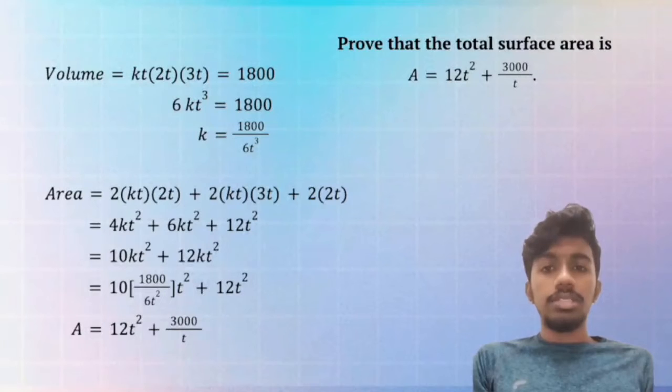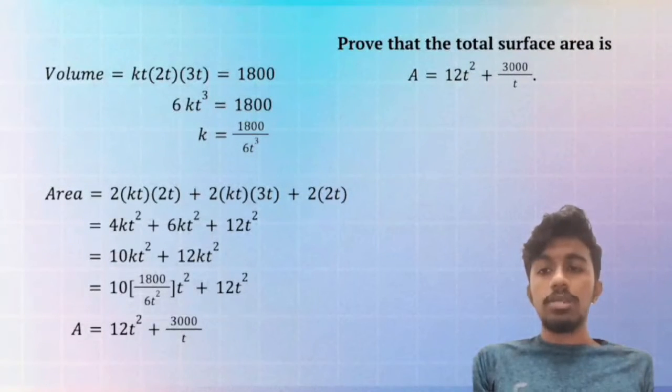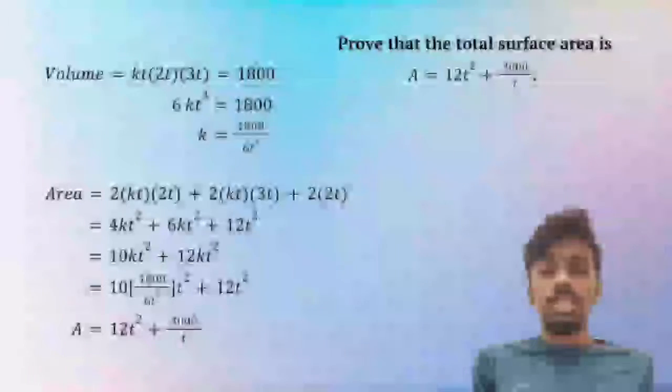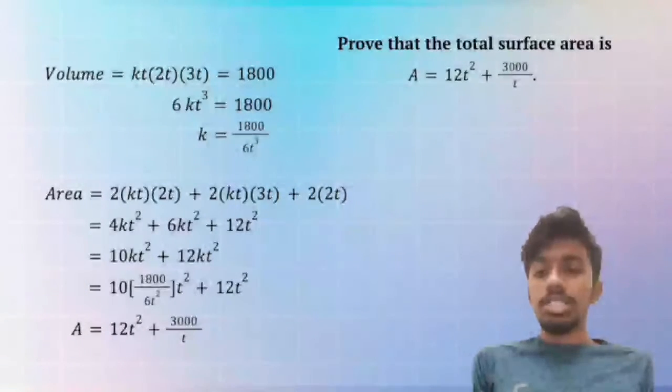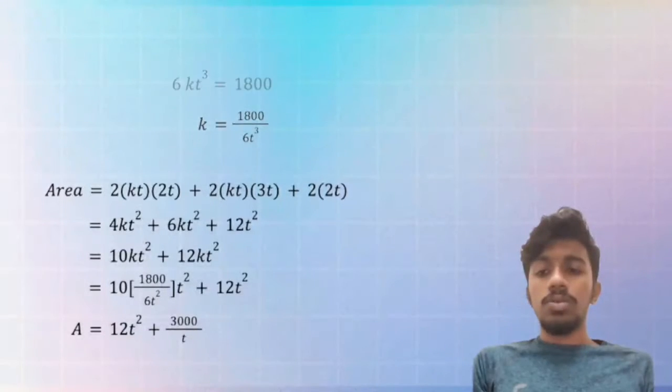Then we can straightaway find our total surface area. The total surface area is equal to 2 times kt times 2t plus 2 times kt times 3t plus 2 times 2t times 3t. And after the calculation, we can prove that the total surface area for the rectangular block is 12t square plus 3000 over t.